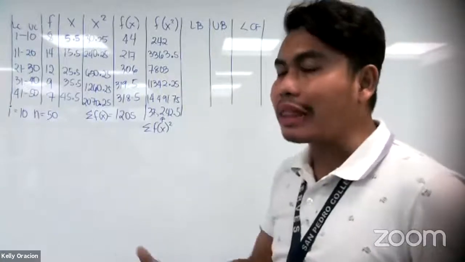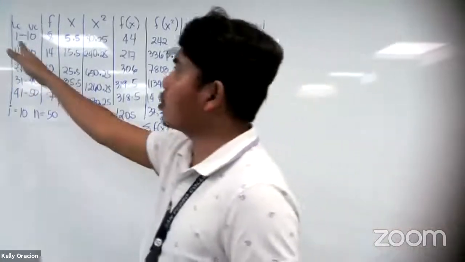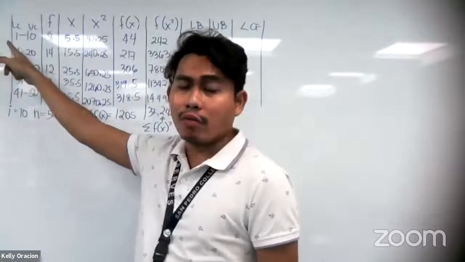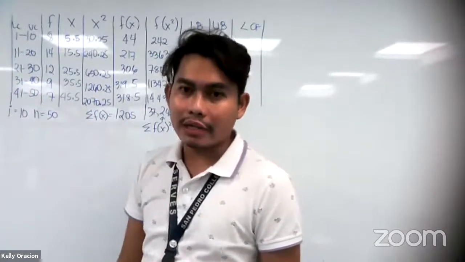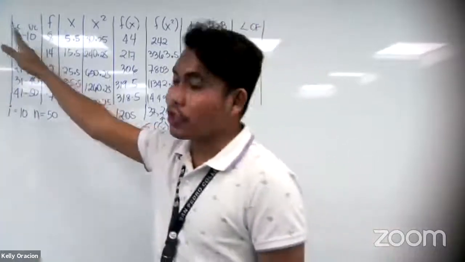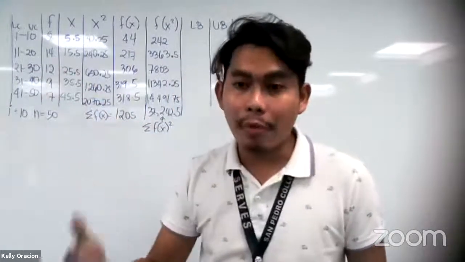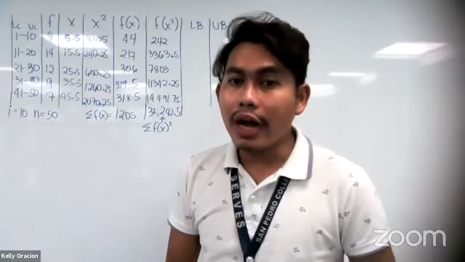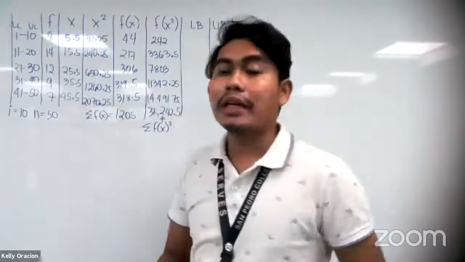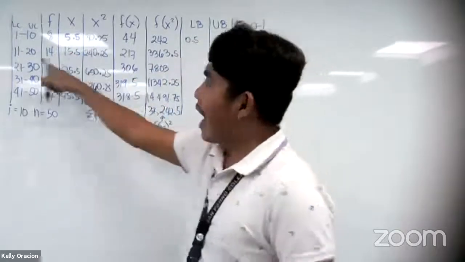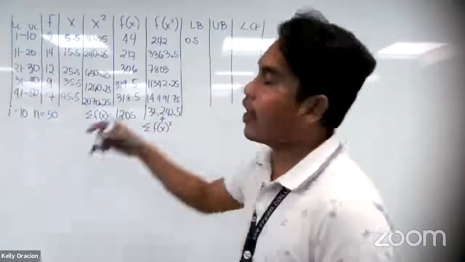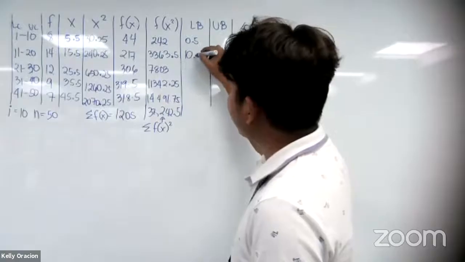Of course, to get the lower boundaries, focus sa lower class. Your lower class is 1, 11, 21, 31, 41. That's your lower class. Now, para makuha ang lower boundary each class, subtract this one by 0.5. Ang 11 is subtracted by 0.5, that's 10.5.